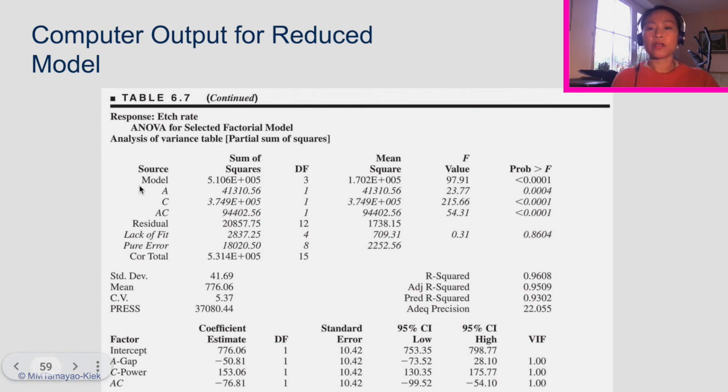Now, given that we already found out that A, C, and AC are the significant terms, let's look at the computer output for the reduced model. So this is the ANOVA table for the partial sum of squares. And again, you can see the R squared, the adjusted R squared, and of course, all the p-values are very low, because all of these are significant. And you can also see here that the error, or residual sum of squares, is now composed of two. You have the pure error from the replication, and the lack of fit error, which is the sum of square error of the factors that were dropped from the original model.